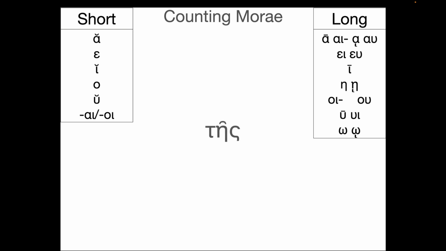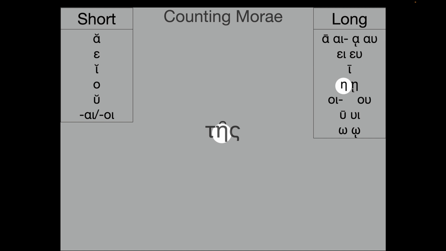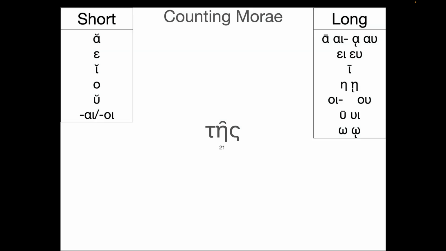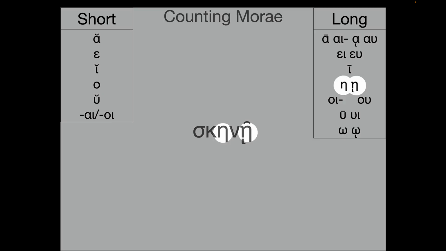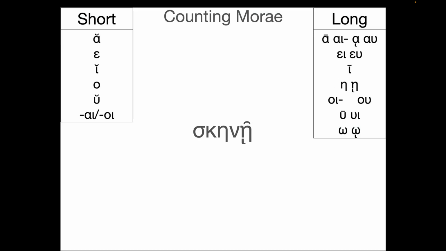Take an example like a word with an eta in it. Etas are always long, always bimoraic. So that has morae 1 and 2. And now you can see that when we count morae, we're counting them from the end of the word. The last mora is mora 1, and then the next one to the left is mora 2, and so on. And you can see here in the word skēnē, 2 etas, 2 bimoraic vowels. So the last eta at the end of the word has morae 1 and 2. And then the next eta has 3 and 4.